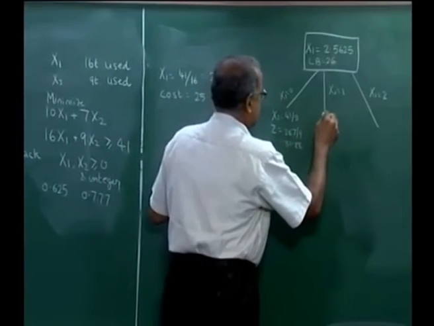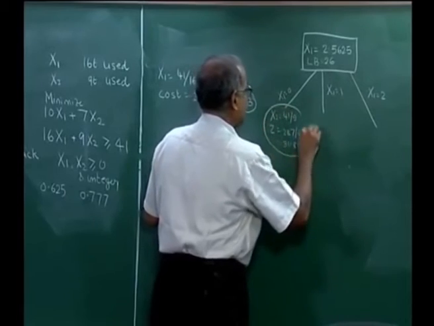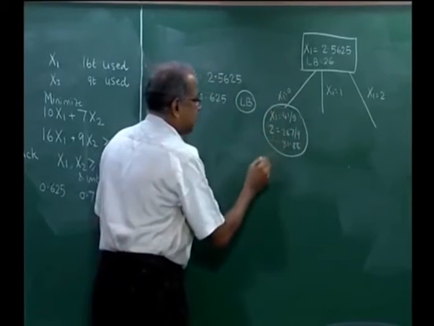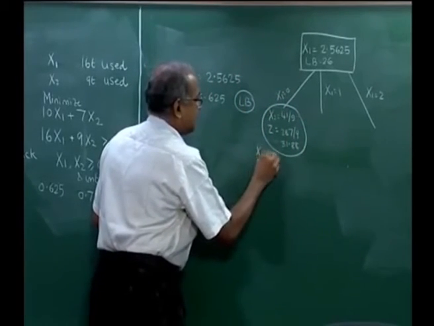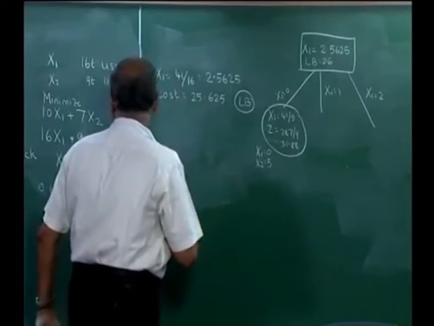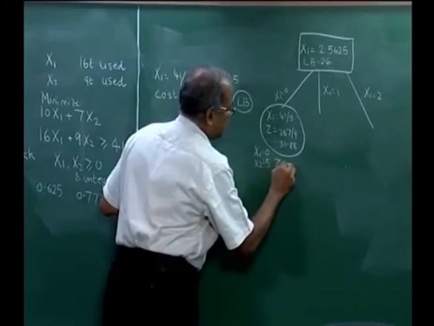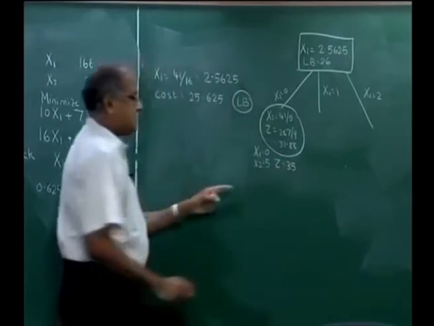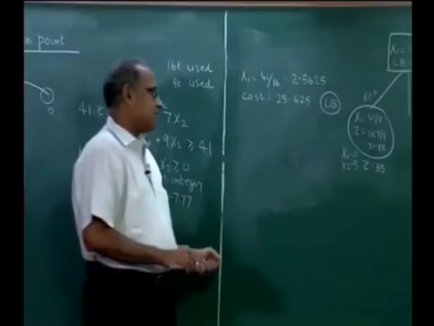Now we look at this one. Now the feasible solution for this will be x1 equal to 0, x2 equal to 5 with z equal to 35. Now this gives us an upper bound for this.